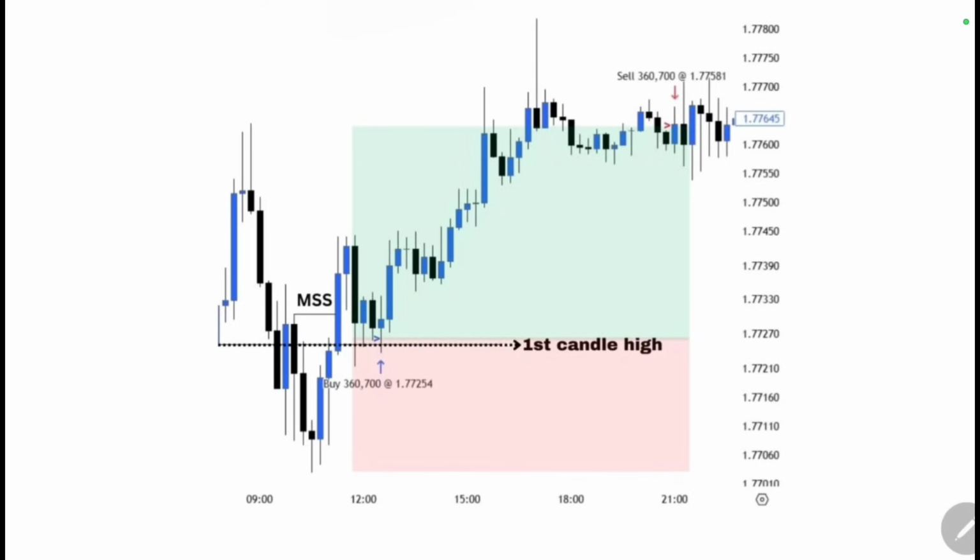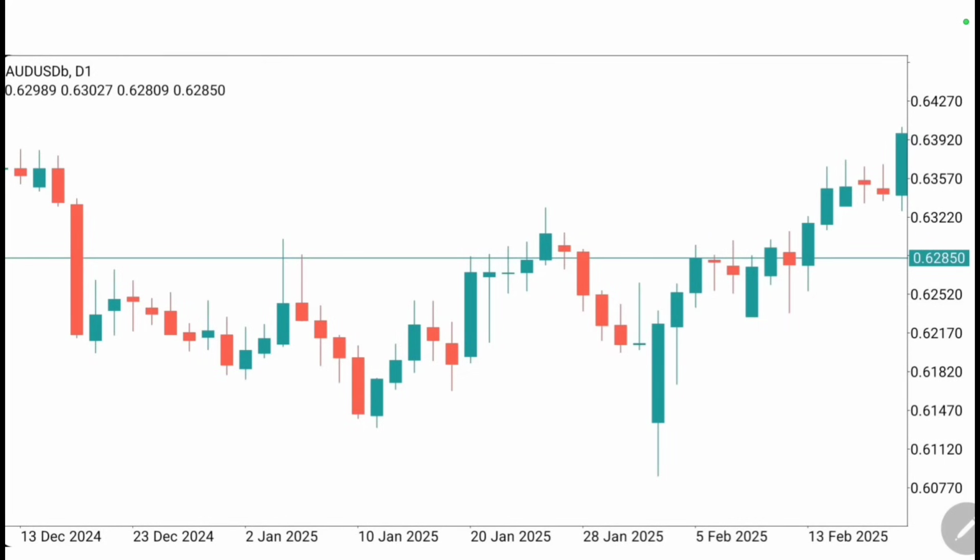So this is one strategy that can really help you. We're going to go to the chart more to see other examples of this. I want to show you more examples right now.